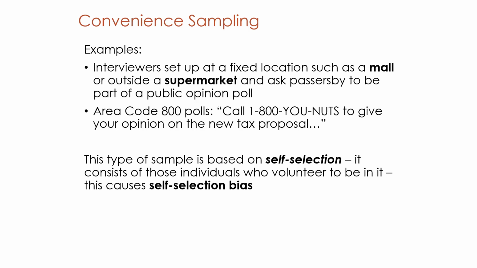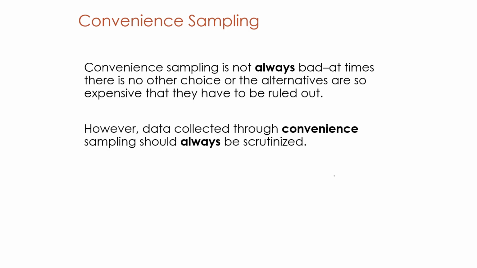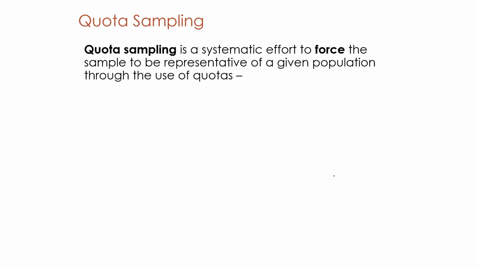Convenient sampling is not always bad. At times, there's no other choice, where the alternatives are so expensive that they have to be ruled out. However, data collected through convenient sampling should always be scrutinized. A random sample is the most basic form of a random sampling and is based on the principle of the lottery. Any number has an equal chance of being selected from a single set of numbers.